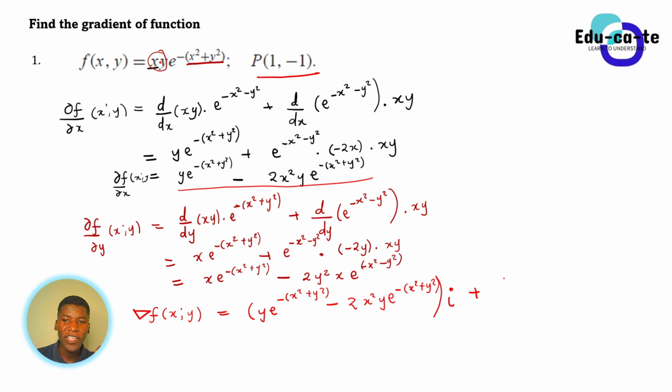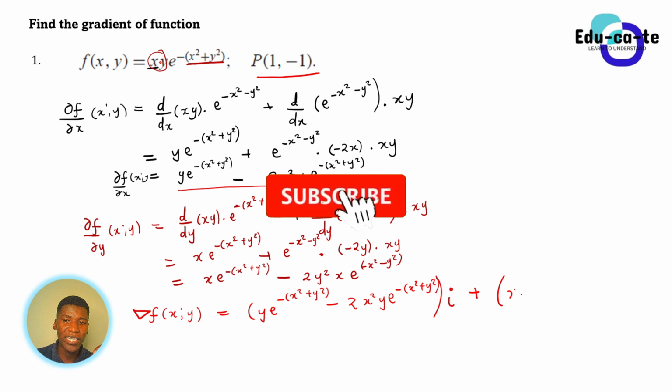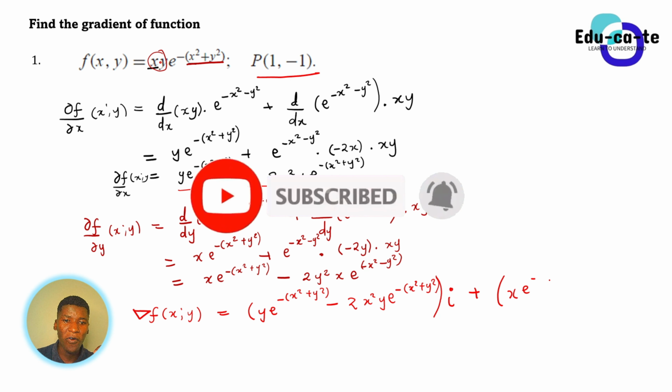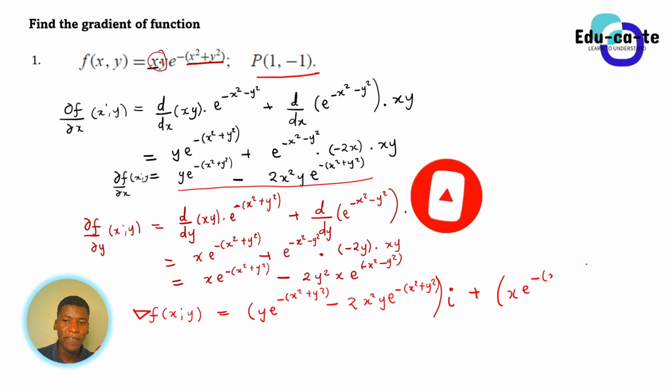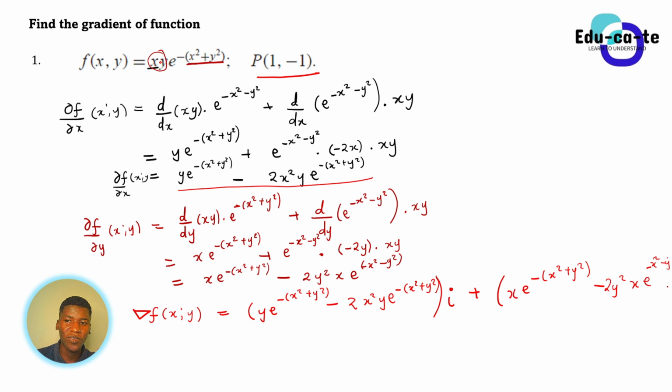So basically here, you're going to add the partial derivative of this function in terms of y. In terms of y, we found out that we get x times e to the power of negative x squared plus y squared, and then this is minus 2y squared x e to the power of negative x squared minus y squared. And now you're going to write j next to it. The j symbolizes that this is a partial derivative in terms of y, so you're just going to multiply with the j next to it.